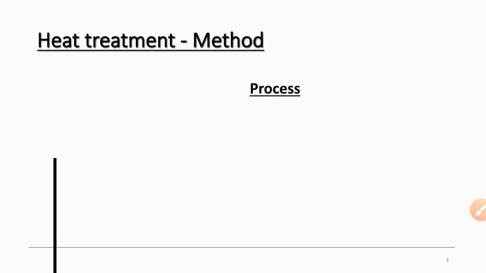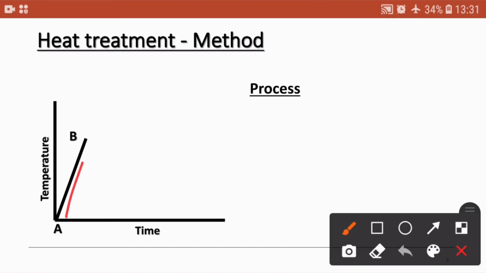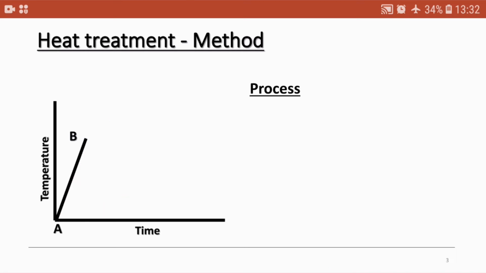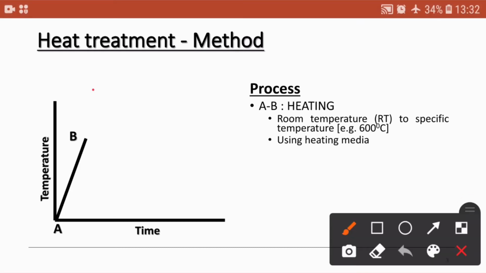So basically the process of heat treatment is shown in this temperature versus time diagram. First, A to B is the heat addition process. Temperature is increasing with respect to time. So A to B is the heating process, which means we heat from room temperature to a specific temperature. Mostly we heat the metals up to recrystallization temperature.